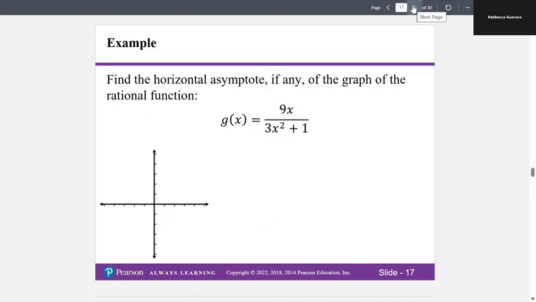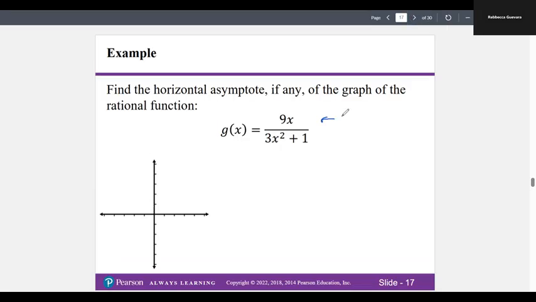Now we had 9x over 3x squared plus 1. So we got a degree 1 on top and a degree 2 on bottom. Degree on top smaller than, or less than, degree on bottom. In that case, we just know that we have a horizontal asymptote. It's going to be y equals 0. Make that in red so we can see that line there.